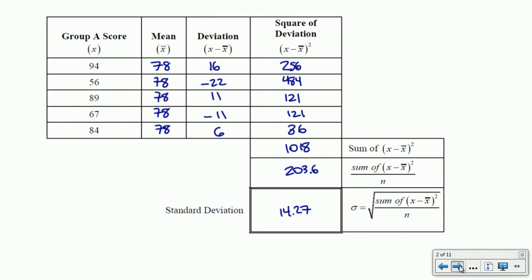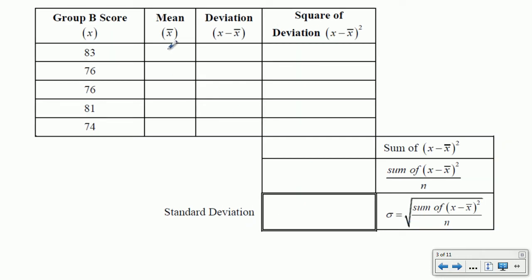And we can do the same for group B. The mean in this group is also 78. Next we'll calculate the deviation of these numbers. So 83 minus 78 gives 5. 76 minus 78 is negative 2. Same thing here. 81 minus 78 is 3. 74 minus 78 is negative 4.